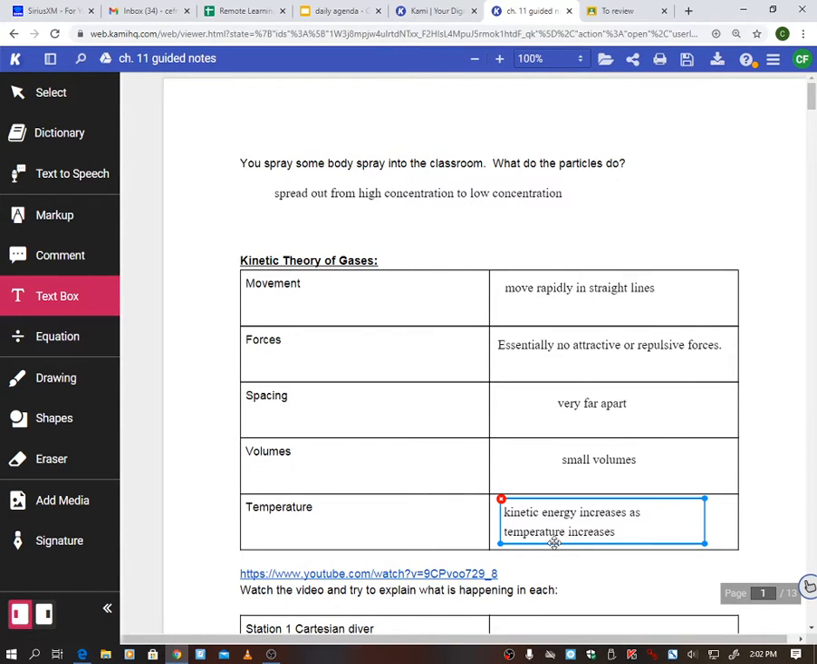So anyways, your kinetic energy, which means the energy of motion, is going to increase as temperature increases, which makes sense, right? Like if I light something on fire, it's going to move quicker. Not only us as people, but gas molecules.